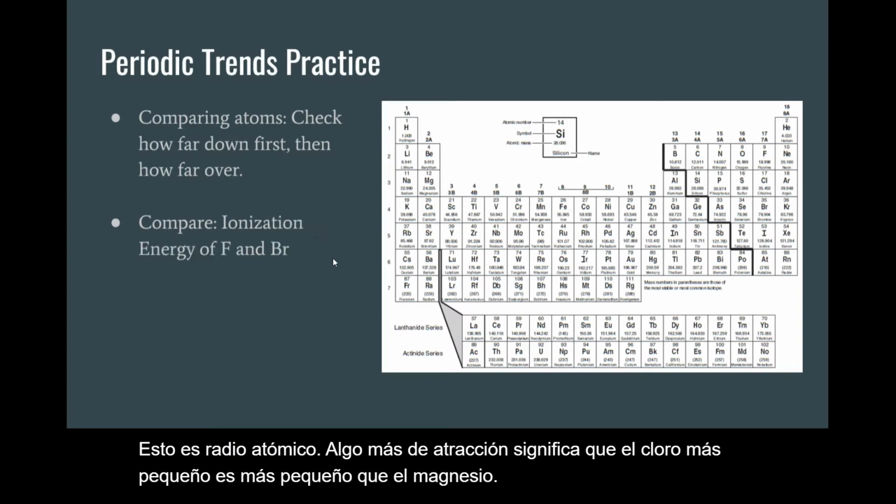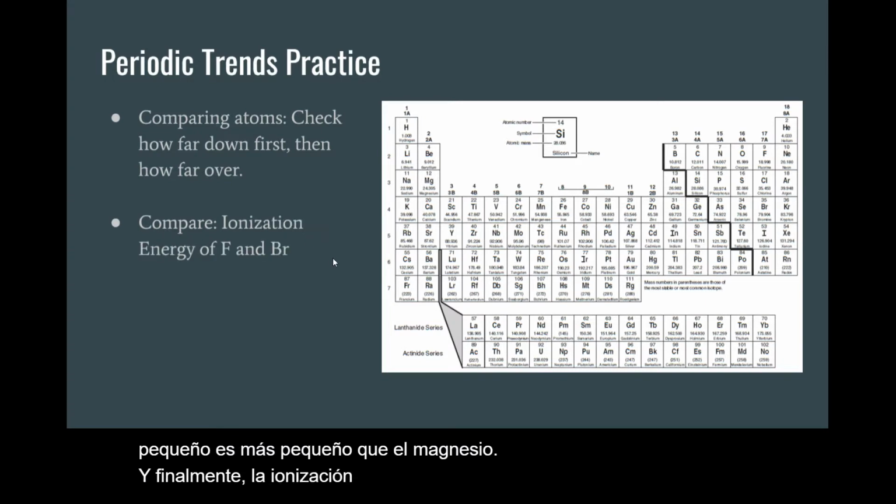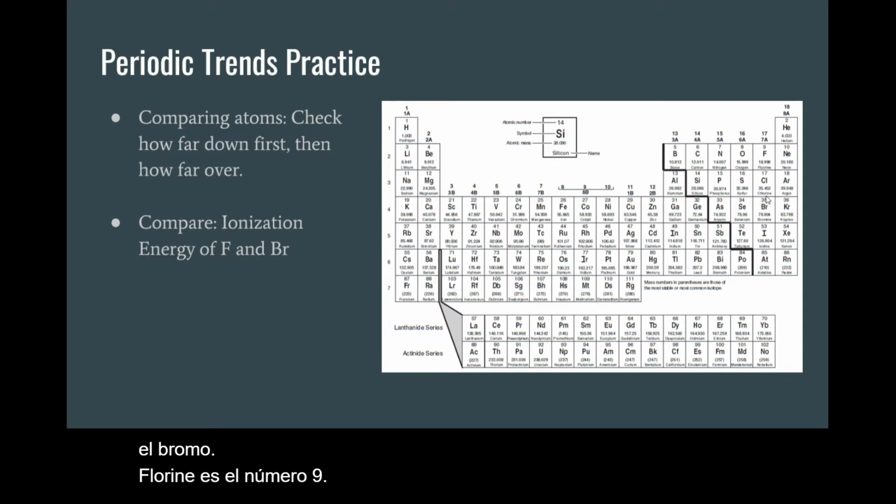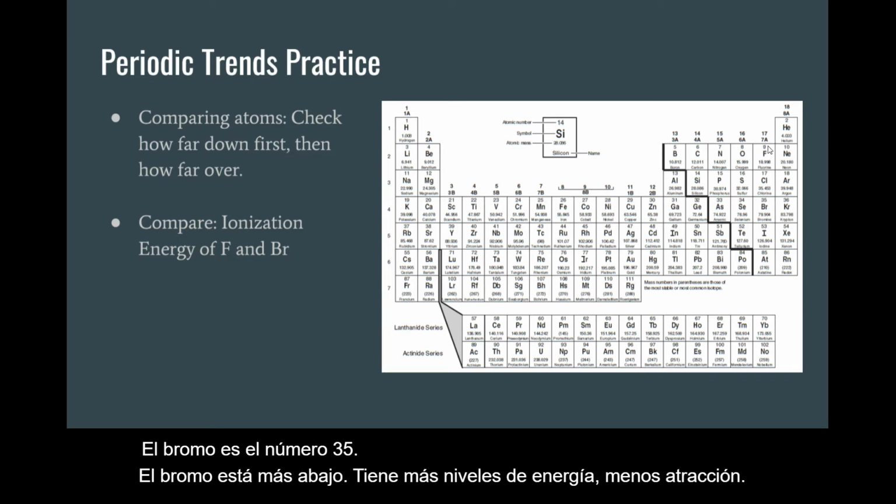And finally, let's try an ionization energy practice. F and Br, fluorine and bromine. Fluorine is number 9. Bromine is number 35. Bromine is further down. It has more energy levels, less attraction. Fluorine is higher up, more attraction.